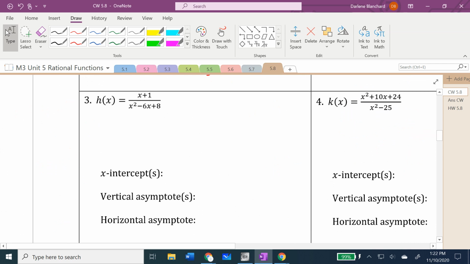Now let's go faster. Number 3, what is your horizontal asymptote? Anyone who hasn't been answering want to take a throw at this one? The degree of my denominator is 2. The degree of my numerator is 1. What is the horizontal asymptote? Thank you. Thank you so much. Yes, you got it.